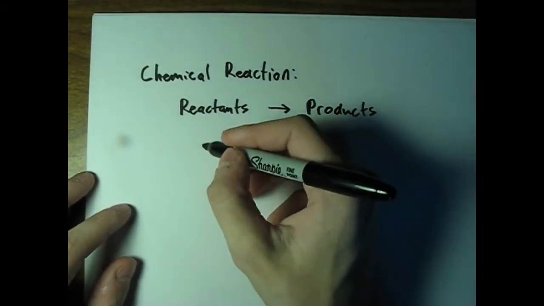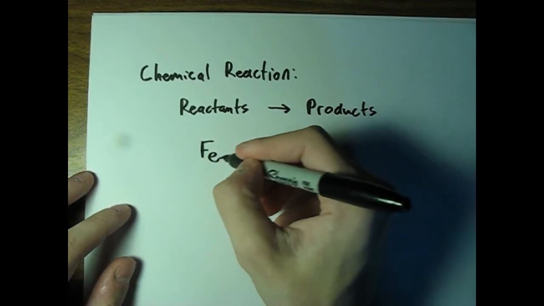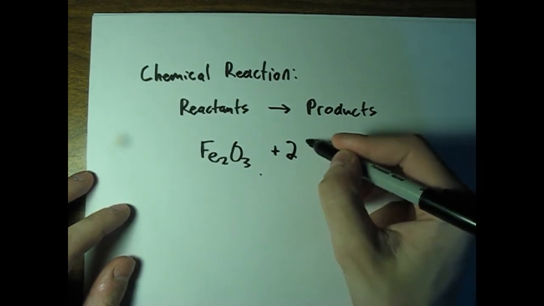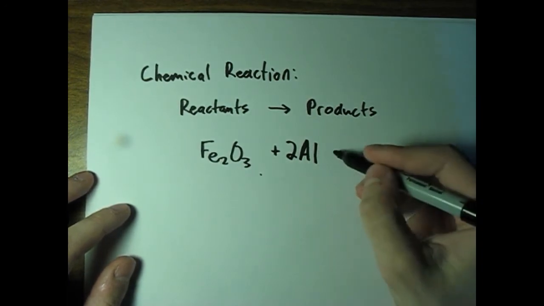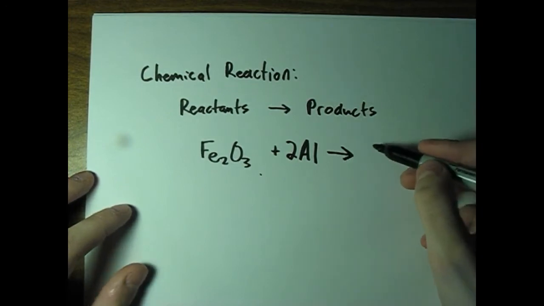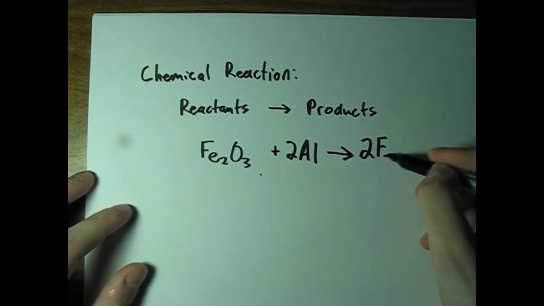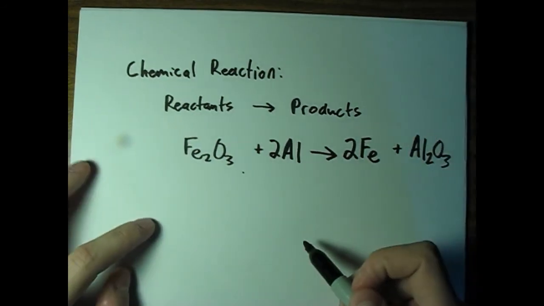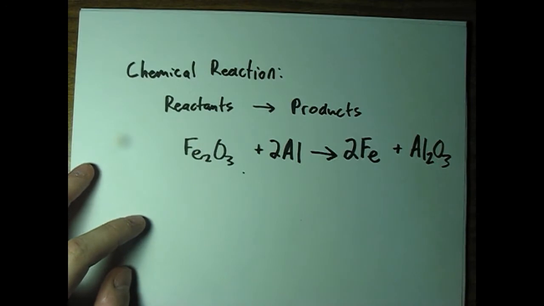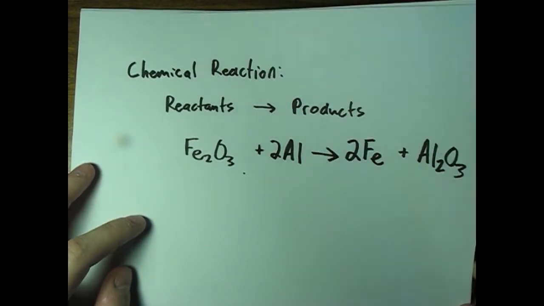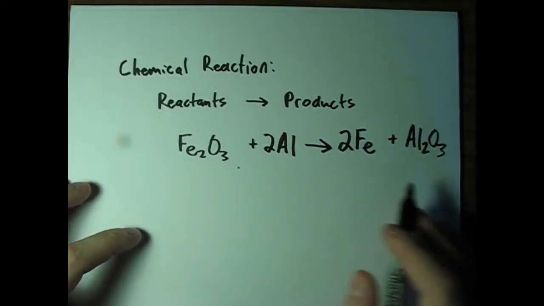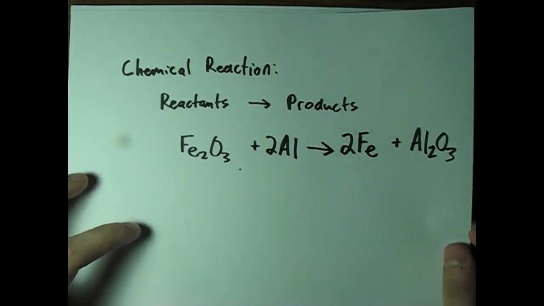So this here would be iron oxide and aluminum combining or changing and giving iron and aluminum oxide. Now, why did I put numbers in front of these? Well, stay tuned. And I'm not sure, but I think this is like thermite or something. I don't know. I don't remember what this reaction is. It's just an example. And there are so many different kinds of reactions.